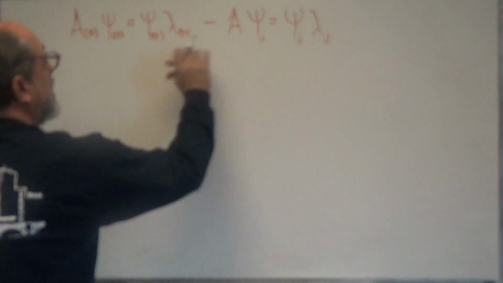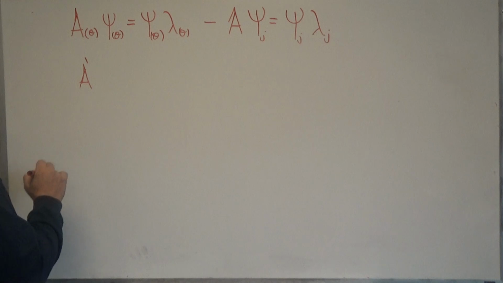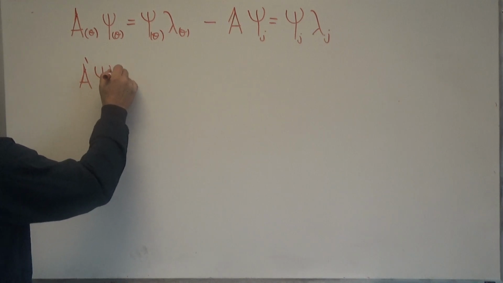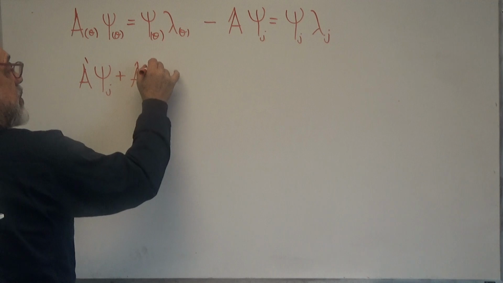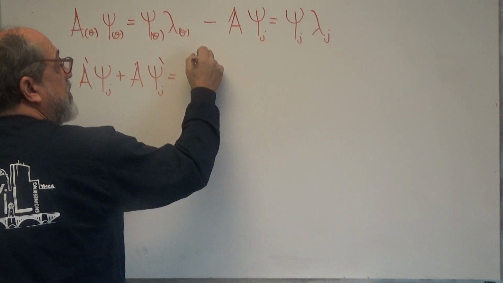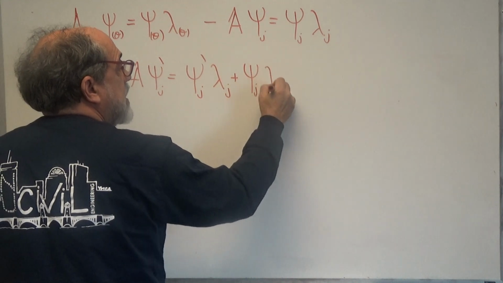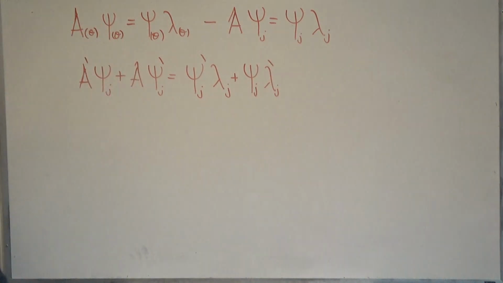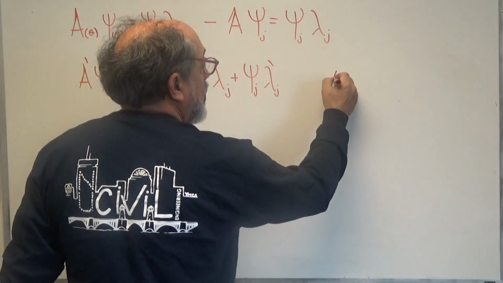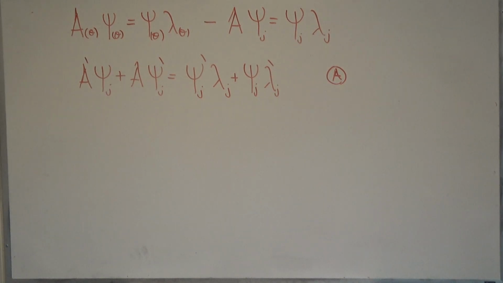Now we want to take a derivative of the equation, and the chain rule operates in standard fashion. It tells us that the derivative of A times phi j plus A times the derivative of phi j is equal to the derivative of phi j times lambda j plus phi j times the derivative of lambda j. Okay? And we're going to use this equation later on. So in your notes, if you'd like, remember that we're going to call that equation A, which is when we take the derivative.